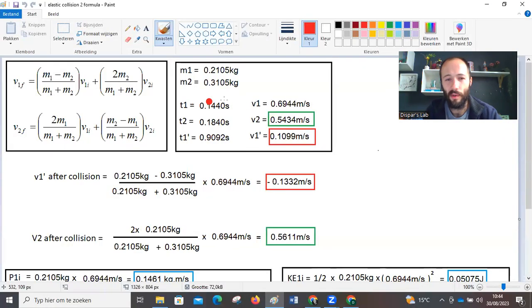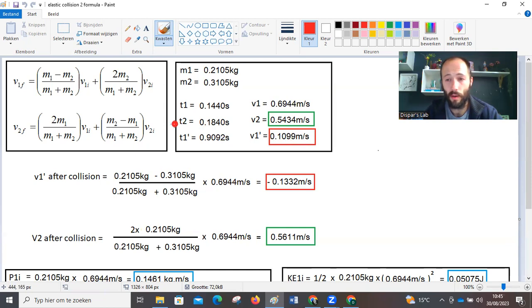All right, so there we go. We have our data. We have to convert this into velocity, so we need the length of the cards. I choose 0.1 meters. So we get these velocities: 0.6944 for the incoming velocity, and then after collision, car two goes with a velocity of 0.5434 meters per second, and part one reflects back with a velocity of 0.1099 meters per second.